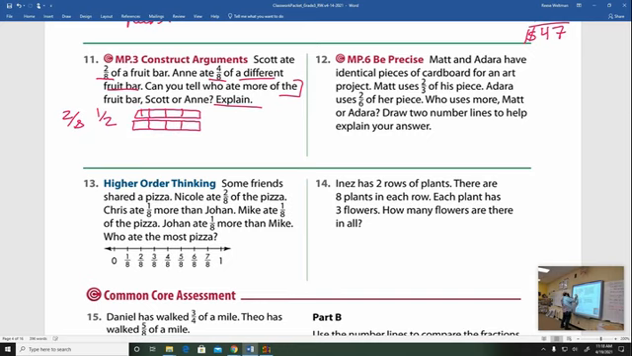And let's see, we had 8. 1, 2, 3, 4, 5, 6, 7, 8. So both of these are the same whole, the same fruit bar. And in this case, Scott ate 2.